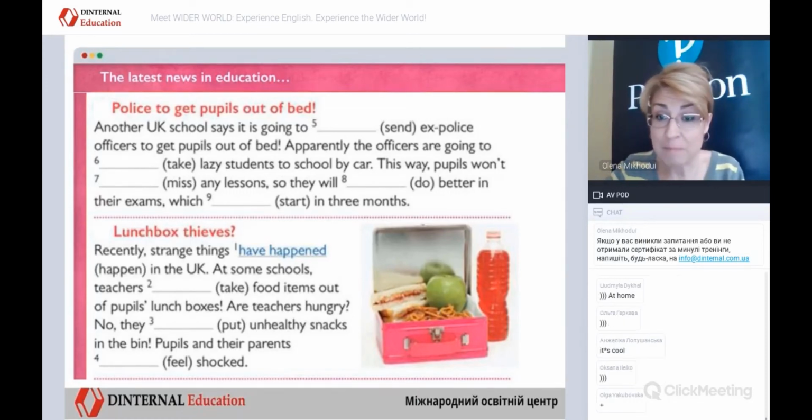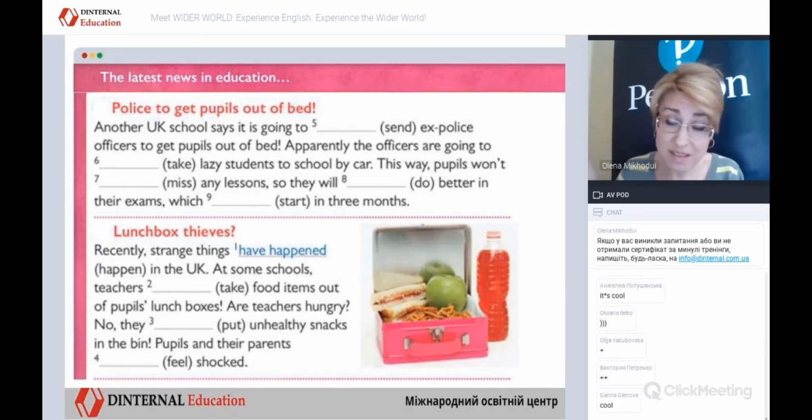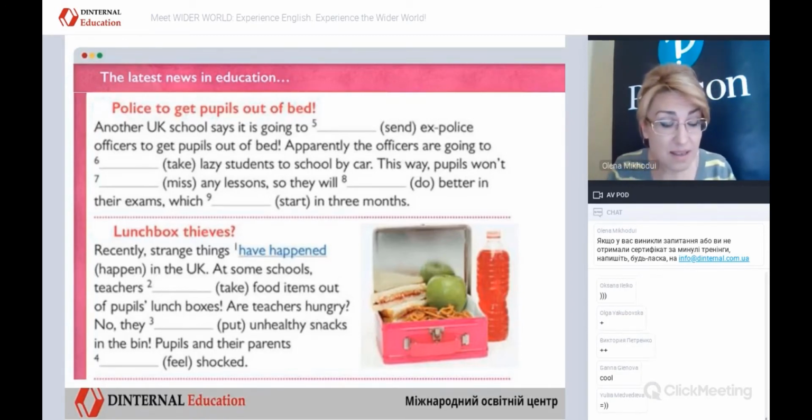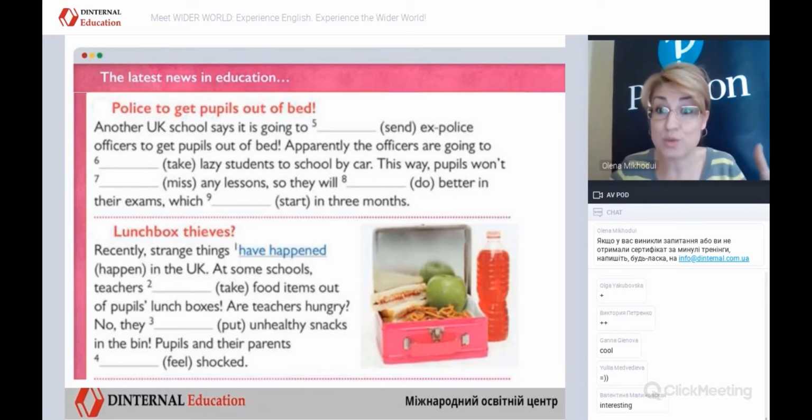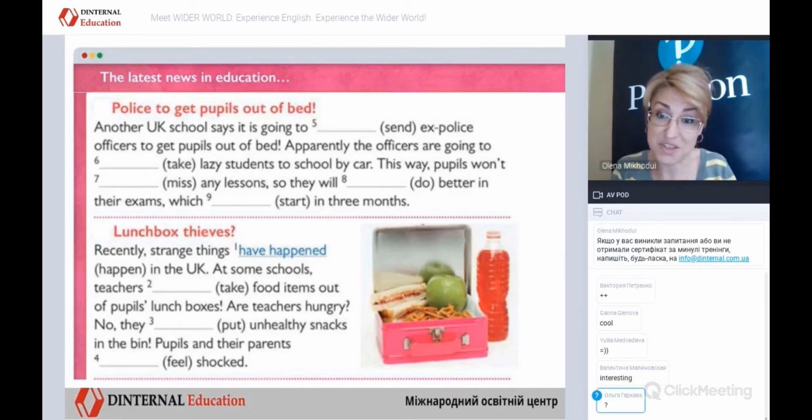Another example, lunchbox policy. Imagine at some schools in the United Kingdom, in Australia, teachers started lunch raids. They started inspecting students' lunch boxes and throwing unhealthy snacks away. As it says here, pupils and their parents felt shocked. And again, it's very natural that you would ask your teenage students what they think about such a trend in education and so on.